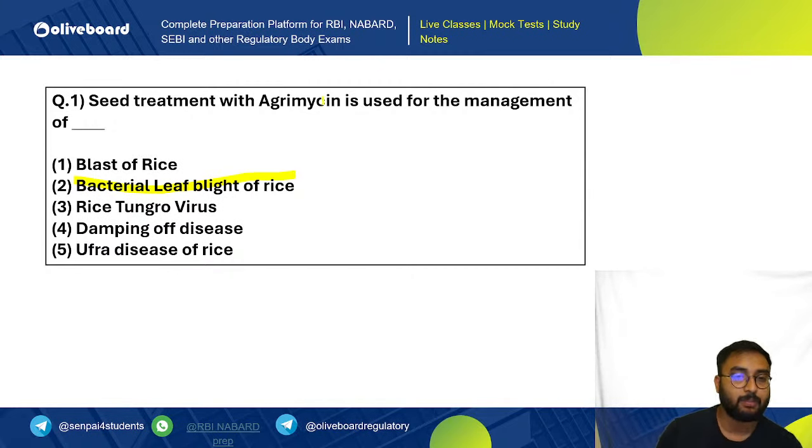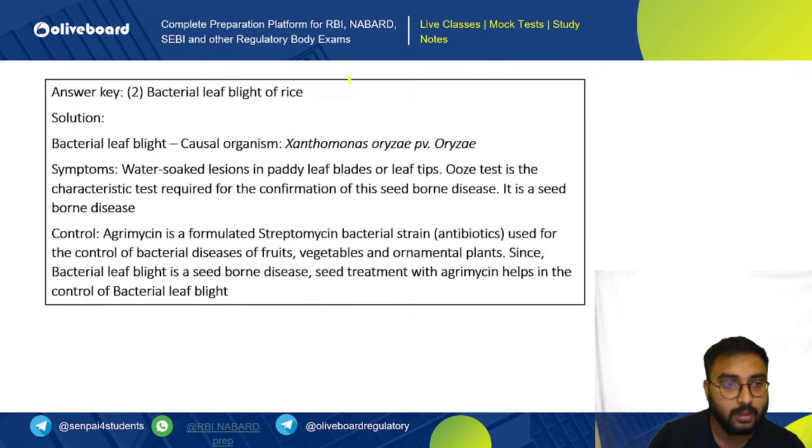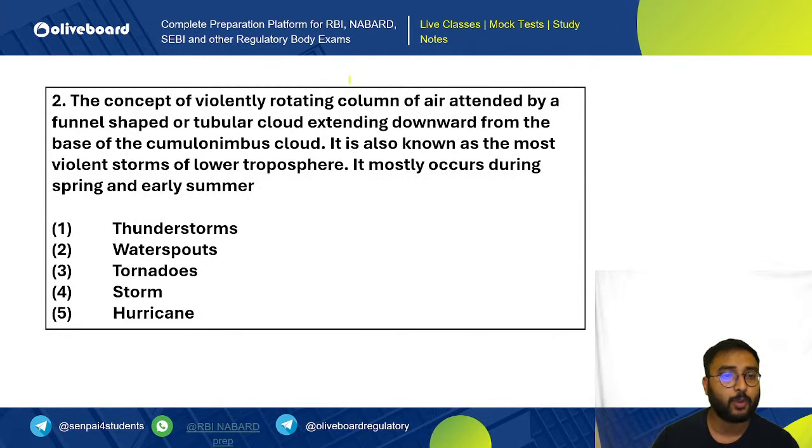So the answer here is bacterial leaf blight. Let's move forward. The concept of violently rotating column of air attended by funnel shaped or tubular cloud extending downward from the base of cumulonimbus cloud. It is also known as most violent storms in the lower troposphere. It is called as what? Thunderstorms, water sprout, tornadoes, storm, hurricane, what?